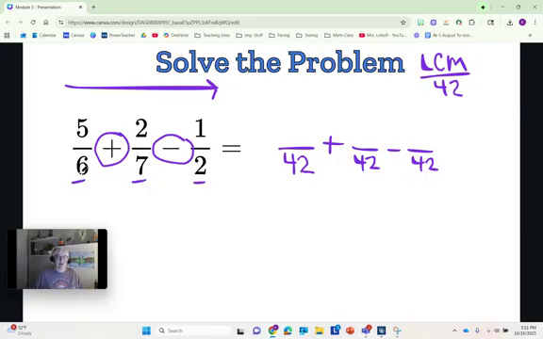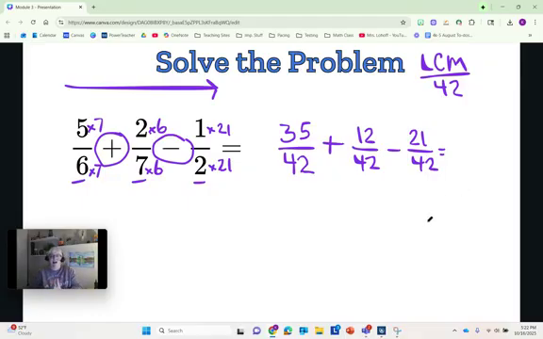All right, let's get our numerators. To go from 6 to 42, we multiplied 6 times 7. 5 times 7 is 35. Next fraction. To go from 7 to 42, I multiplied 7 times 6. So I'm going to multiply 2 times 6. 2 times 6 is 12. All right, one more. To go from 2 to 42, we multiplied 2 times 21. 1 times 21, oh, that's easy, is 21. All right. Yay! All of our denominators are the same.